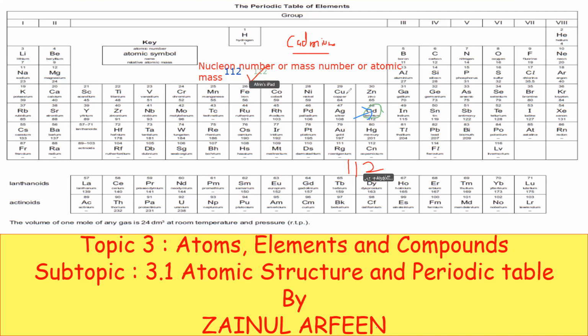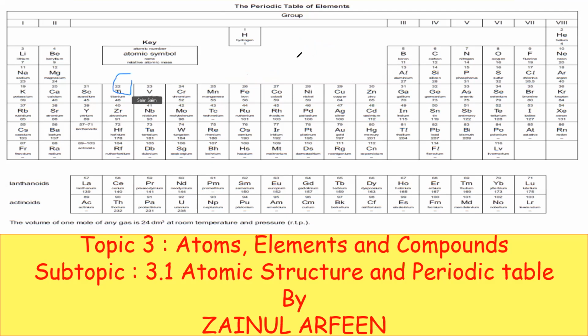Yeah, that's right. Another element, titanium. What is the nucleon number or mass number for titanium? First find titanium. That's right, this is titanium. And what is the mass number of titanium? That's 48. So using a periodic table, you should be able to work out the mass number of that specific element as well as the atomic number.